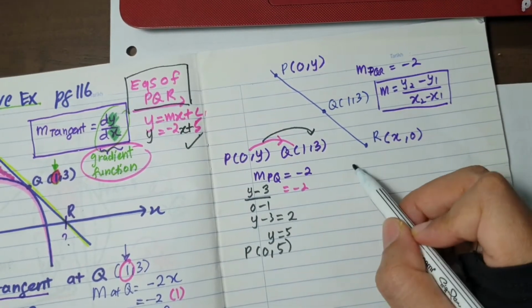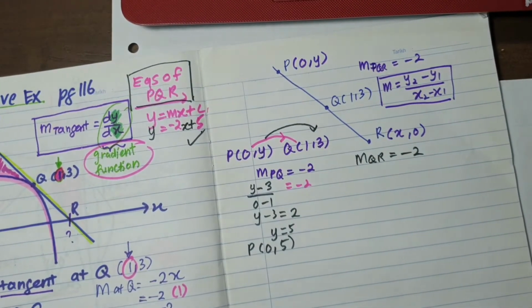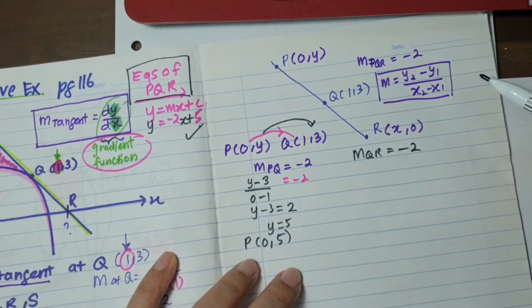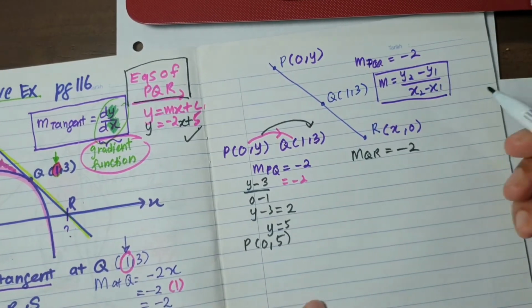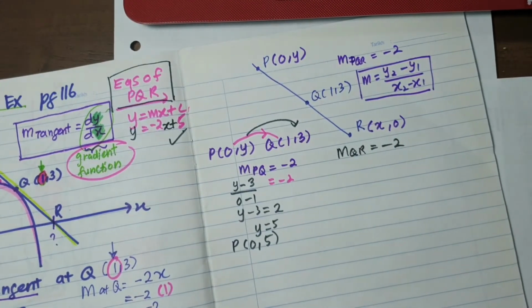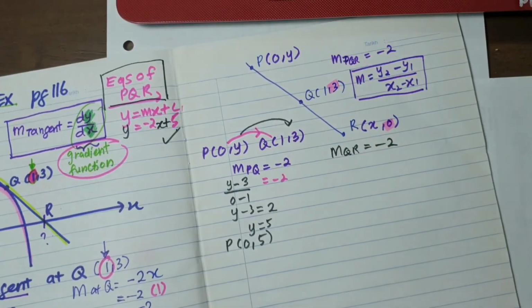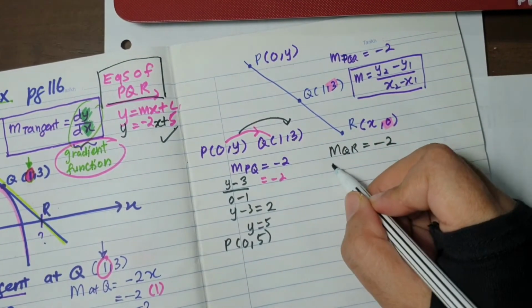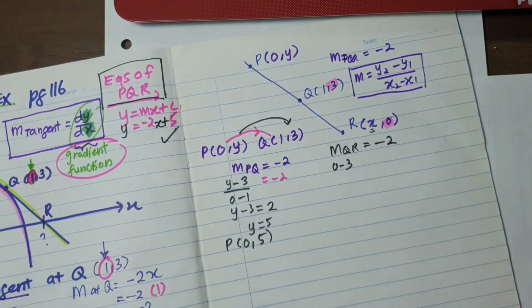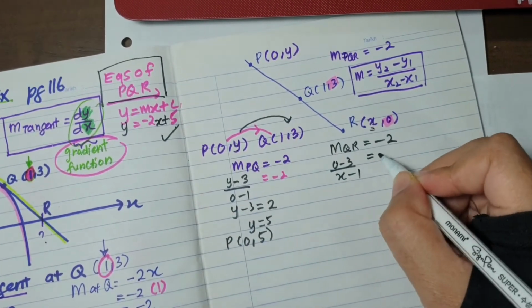So the same. Gradient of QR is the same, that is negative 2, because PQR, point P, point Q and point R lies on the same straight line. So the gradient is a constant. Okay, so the point P is 0, the point Q is 1, 3. So sama je, ambil x, ambil 0 minus 3. Okay, 0 minus 3. Kenapa saya ambil 0 minus 3? Sebab saya nampak x kat sini. So x minus 1. Senang nanti saya nak arrange. So y2 minus y1, x2 minus x1 equals negative 2.